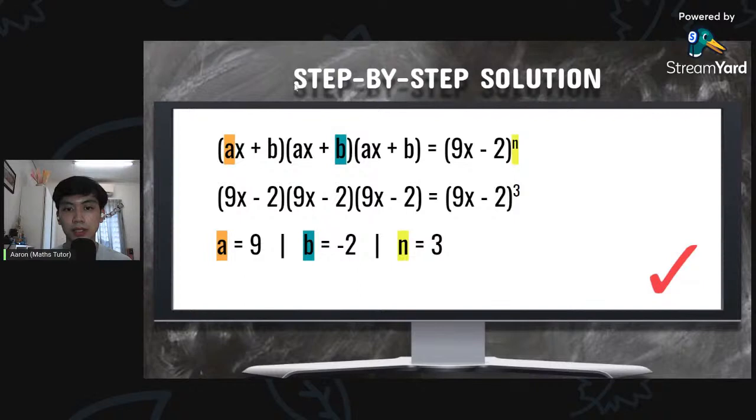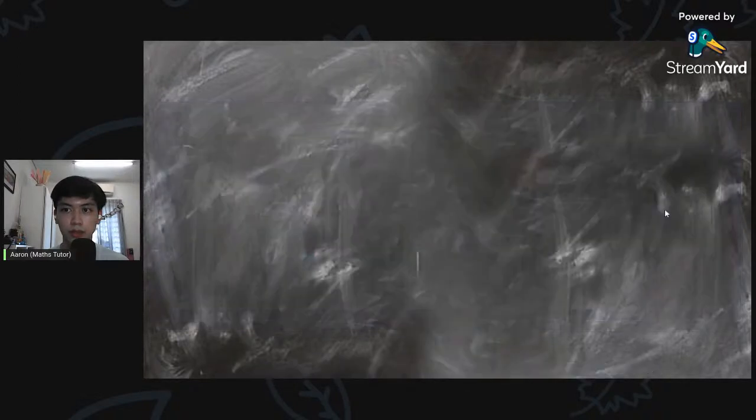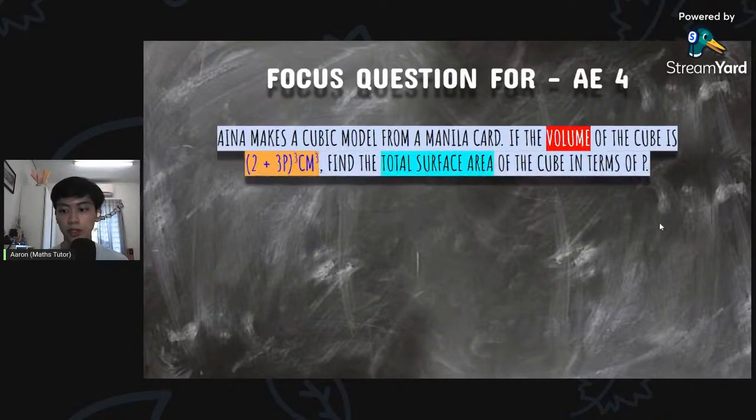So this is how we identified it. Okay. All right. So we use the concept of the power to 3. Okay. So this will be quite simple. And okay, let's move on. Okay, let's move on to question 4.